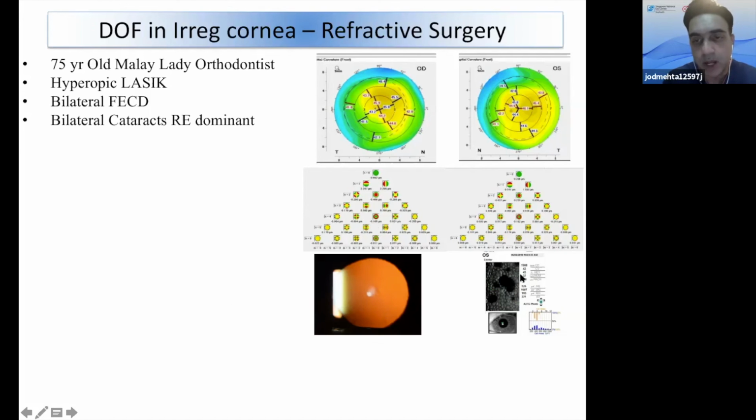Her Fuchs is quite mild. Her cell count is 1908. You see the guttae over here, but she doesn't have a lot of haze or a lot of glare from her guttae.